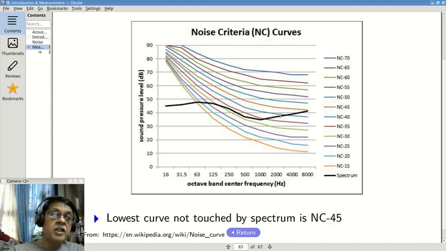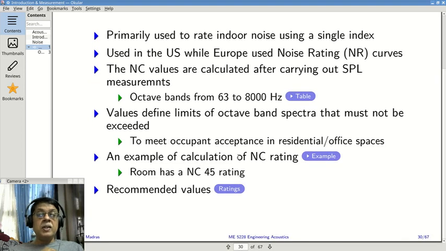The NC 40 is here. The lowest is of course NC 15. So we are going upwards like this. Although it seems like it is touching there, it does not touch. The value is a little lower. So all of these are below the first curve that does not intersect. The NC 40 intersects here, NC 35 intersects here, and so on. So the NC 45 is the first curve that is not touched. Therefore, this room will be rated as NC 45.